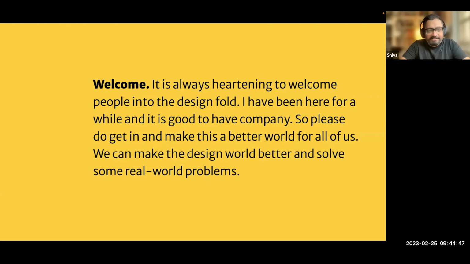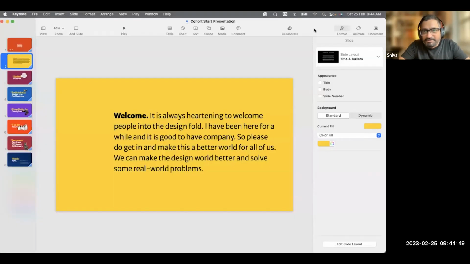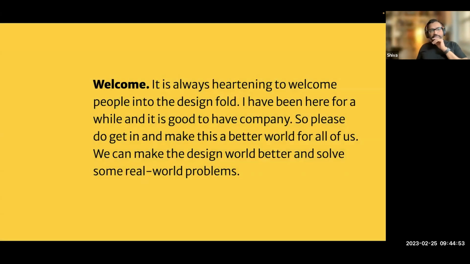I think the idea here is, just give me 1 second. I'm going to make this thing smaller so that I can see what I'm presenting. Sorry about that. So please do get and make this world better for all of us, because I believe that if we make the design world better, we'll hopefully solve some real world problems and slowly make the world better, one problem at a time. And that's the large idea of us being a part of this.